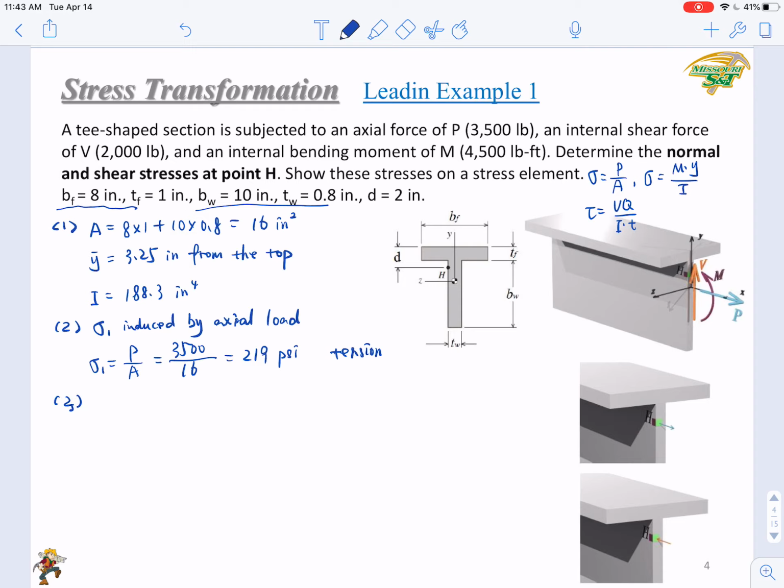Then how about the second component of the normal stress induced by the bending moment?